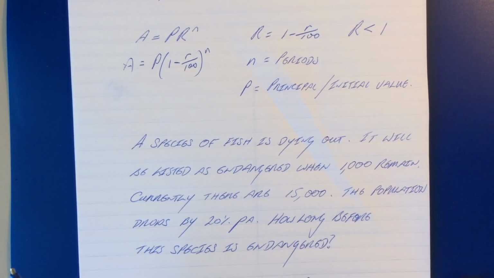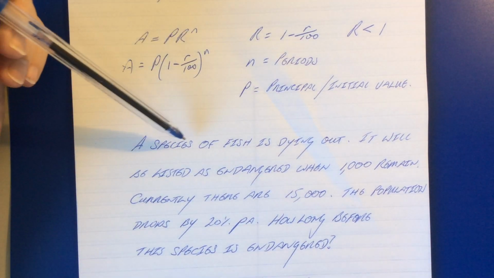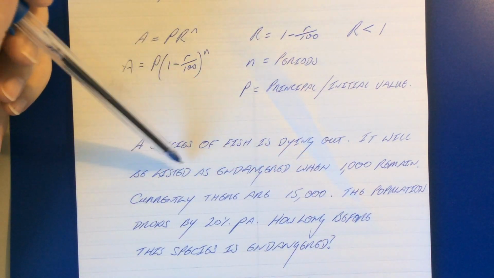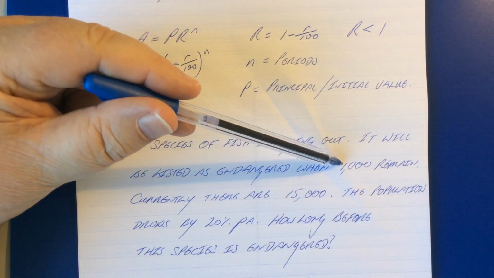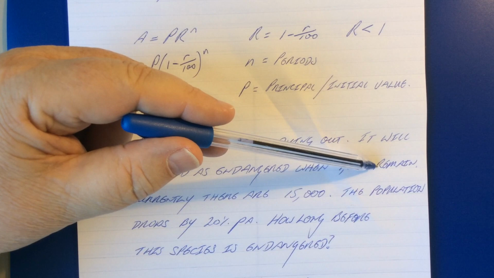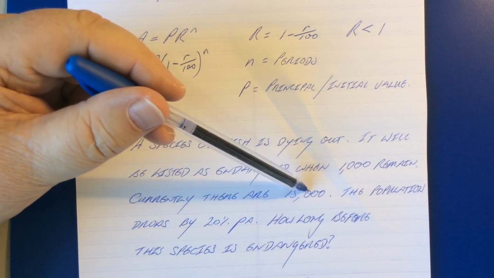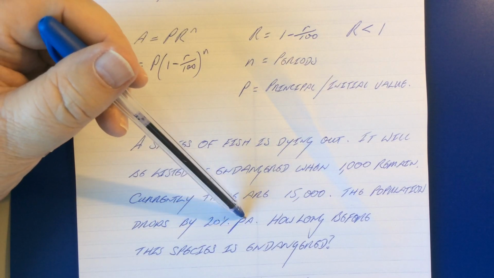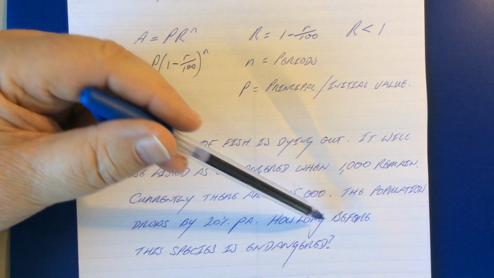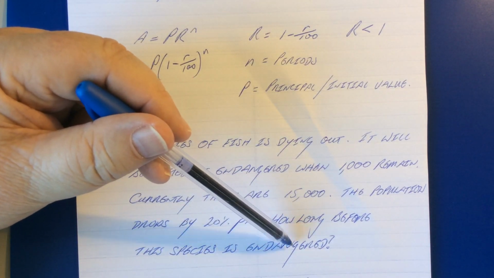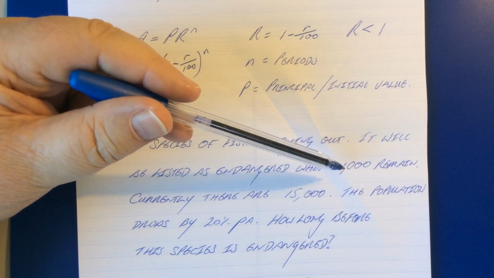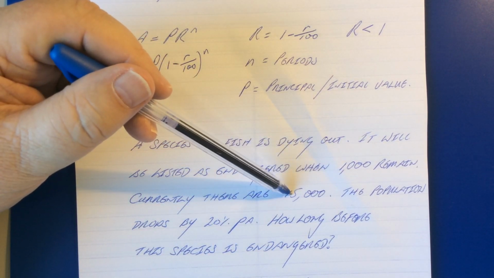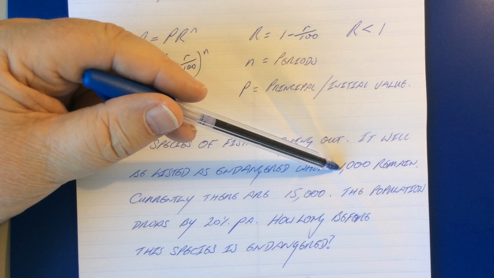So here's the problem. A species of fish is dying out. It will be listed as endangered when 1,000 fish remain. Currently there are 15,000. The population drops by 20% per annum, and the question is how long before this species is endangered, i.e. how long is it before it moves from 15,000 to 1,000.